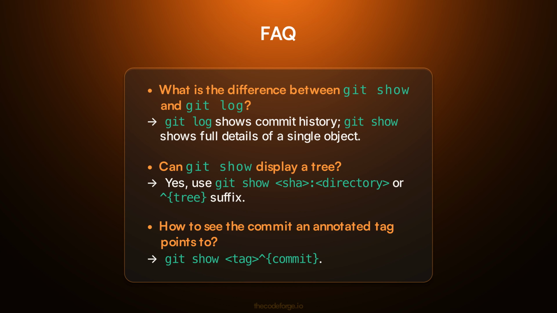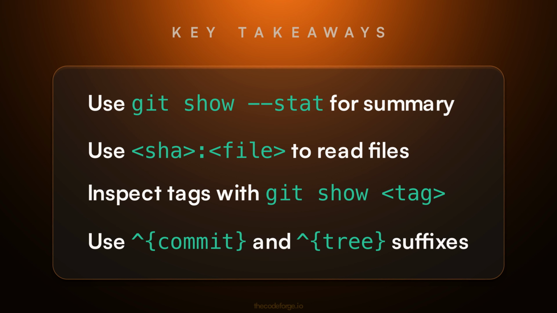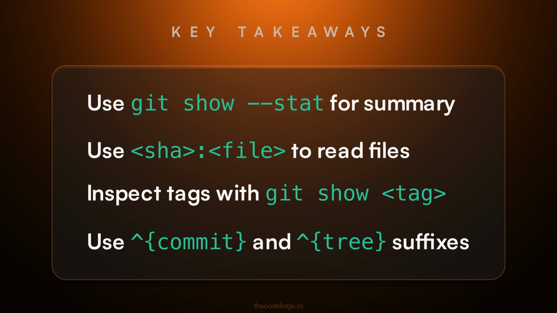git show tag^{commit}. To recap, Git Show is your magnifying glass for any Git object. Use it to verify commit contents, inspect tags, and read files from history. Never trust a commit message. Always Git Show the actual changes.